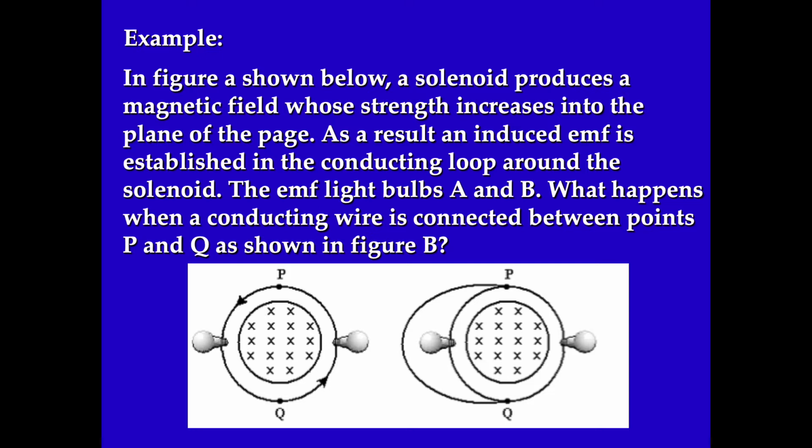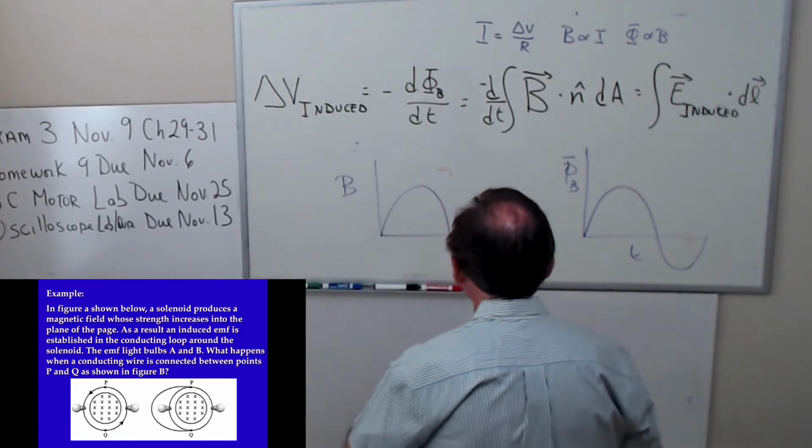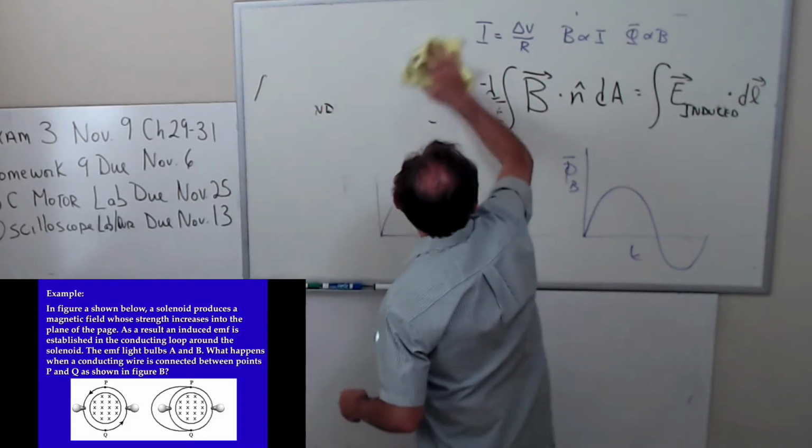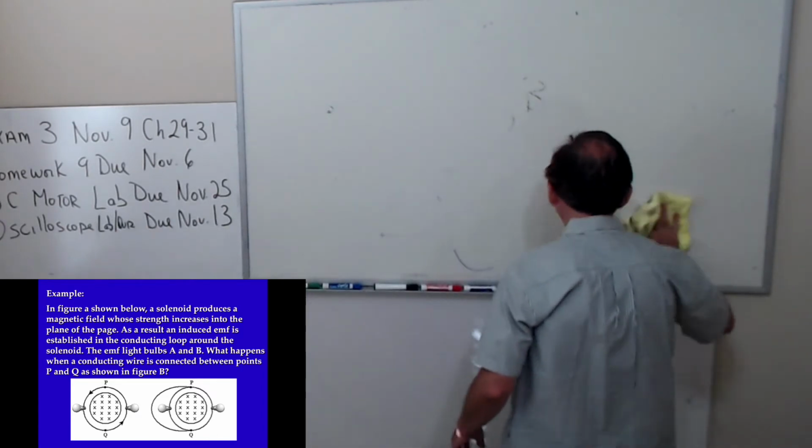I'm not sure I understand. I'm not moving, the light bulbs aren't fixed, it's just the magnetic field is increasing. Let's say it's increasing linearly with time. The bulbs aren't moving, they're just sitting there. So I have a time-varying flux through that loop, and the two light bulbs go on. But the question is, if I put a wire between points P and Q, then what happens?